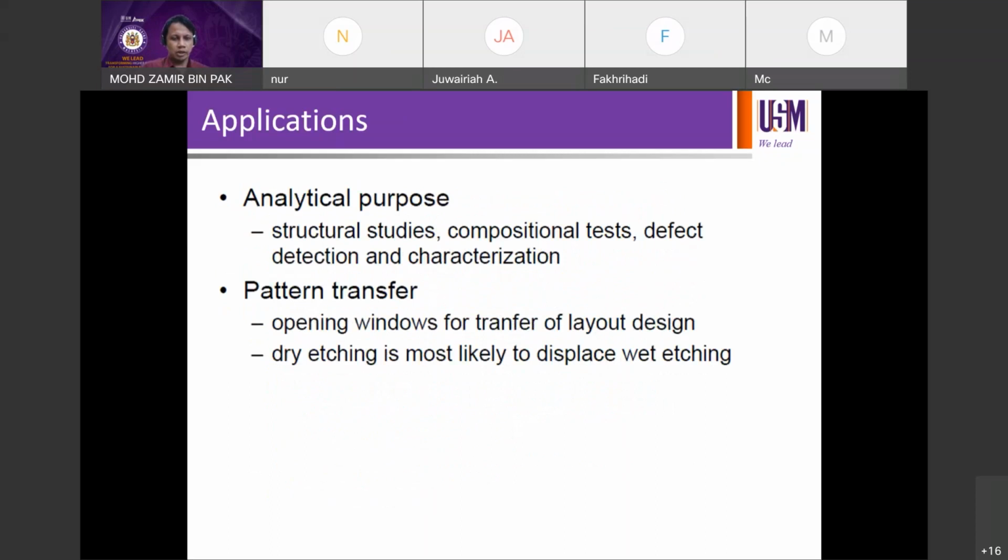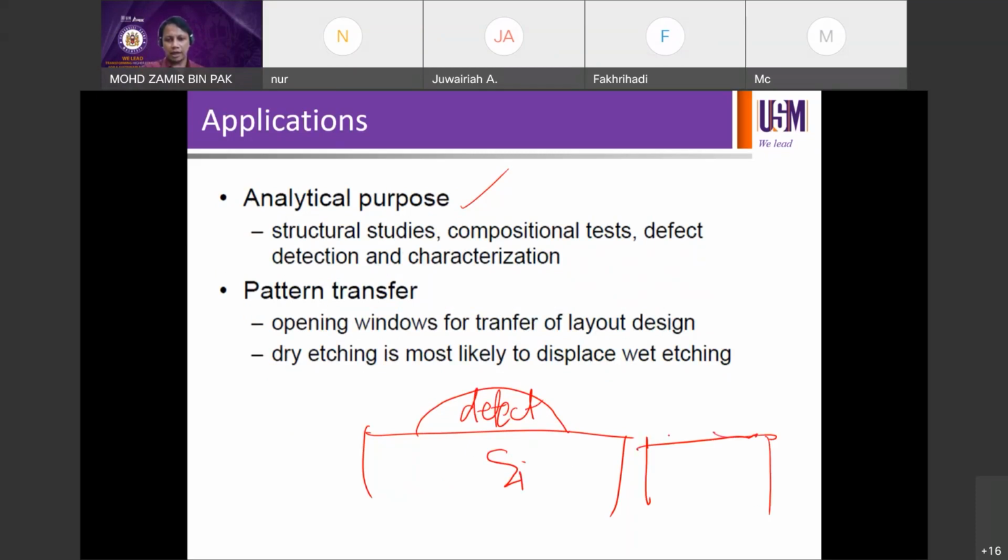Removal of materials, analytical purpose. So if you want to study certain tests, or you want to open certain holes so that you can probe at certain specific areas to understand defects, you may want to cut. If there is a defect, let's say like this, on a silicon wafer, and you don't know what the material is, for example, then you can actually cut, you can etch the wafer, sorry, the defects.